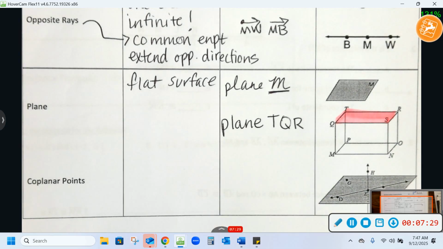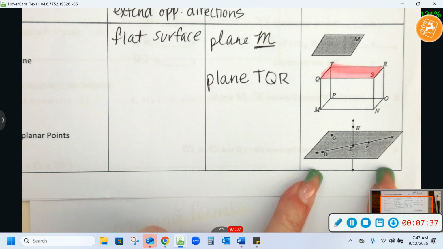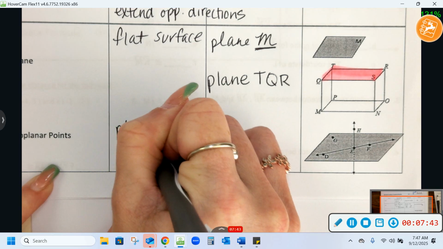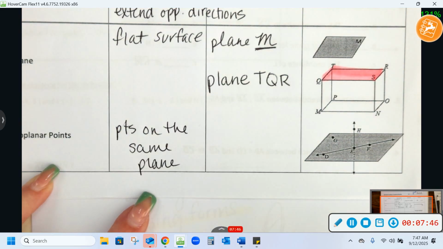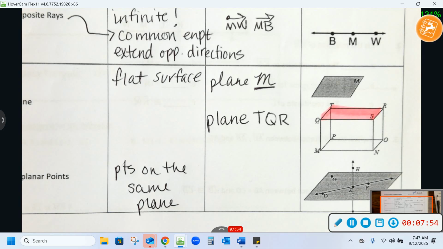Okay, coplanar points. So if collinear is on the same line, coplanar is on the same plane. So let's look at this bottom one right here. Coplanar points down here, points on the same plane. So I can look at the floor here. What's happening here on the bottom is I have a plane, and then I have a line going through that plane. That's it.